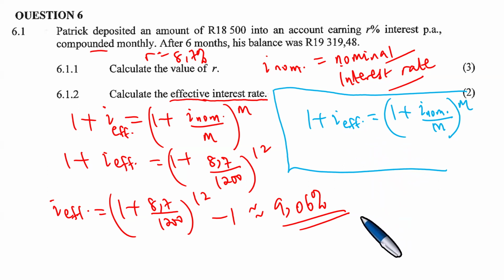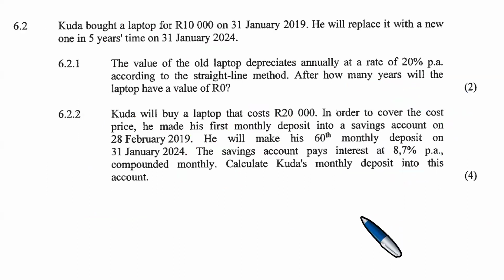Continue. Kuda bought a laptop for 10,000 Rand on 31 January 2019. He will replace it with a new one in 5 years' time on 31 January 2024. The value of the old laptop depreciates annually at a rate of 20% per annum according to the straight line method. After how many years will the laptop have a value of 0 Rand?